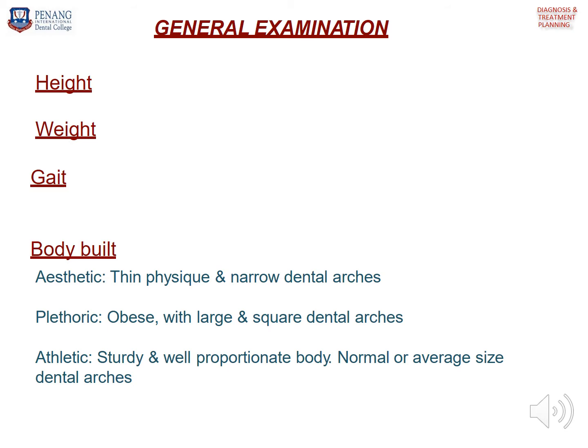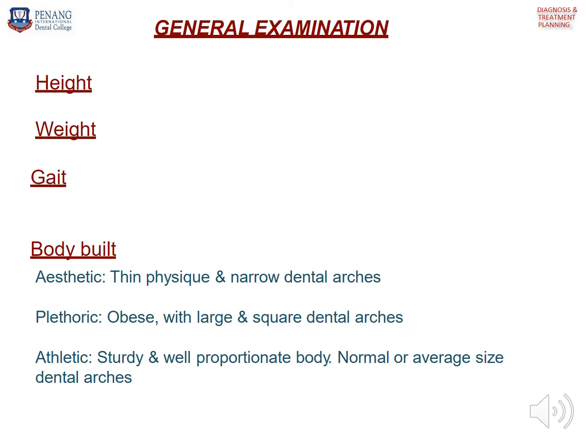For the body build, we need to see the patient's physique. They may have a thin physique and usually possess narrow dental arches. For the plethoric physique, they are persons who are obese. They generally have large and square dental arches. For the athletic physique, they are considered normally built, being neither thin nor obese. They have a normal size dental arch.